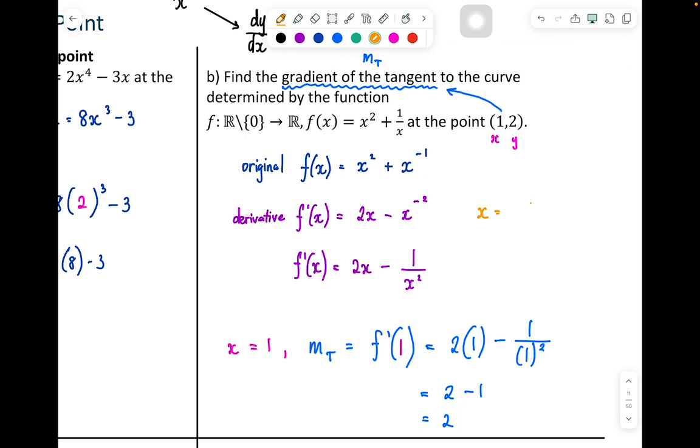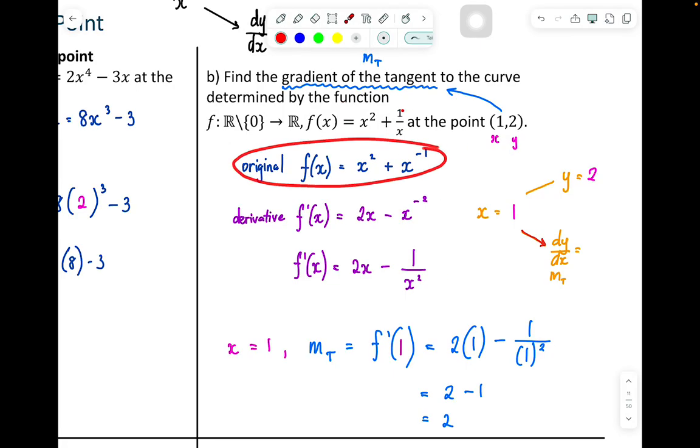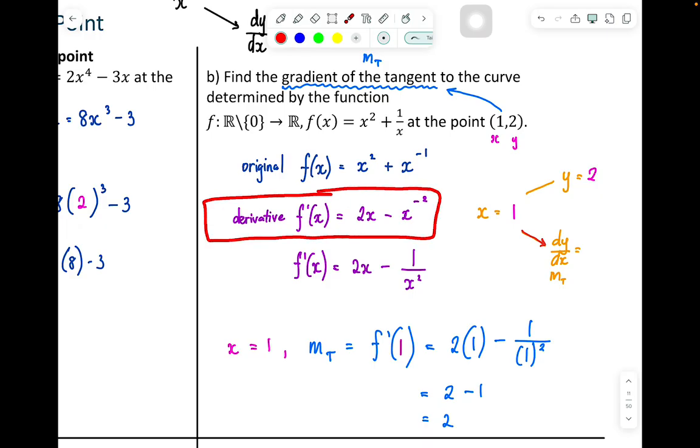So just using this little diagram, we can see that our y value is 2, our x value is 1. But if we want dy dx, which is the same as the gradient of the tangent, we need to use our x value. You can see, here's our original function. I've just rearranged that like so, so it's in a differentiable form. Then we find the derivative.